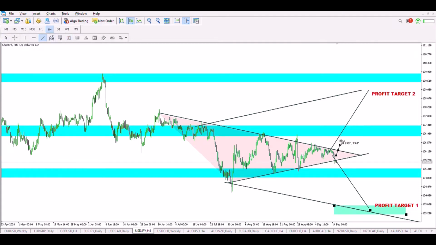So what if the price breaks above? Well, we can chase the same target. We take the height of the triangle, we apply it, and we take profit somewhere here in this area.